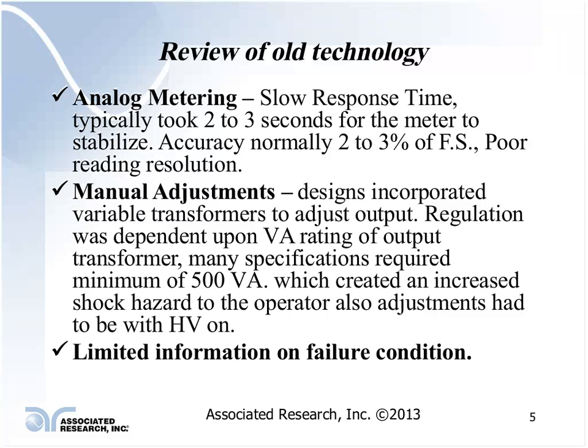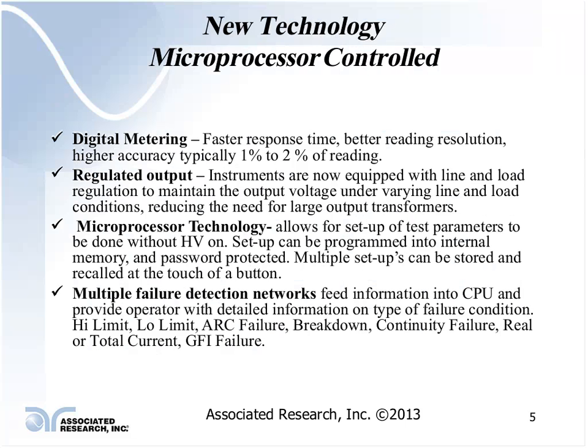So, it really required close attention of the operator to know why your product failed. Today, with the newer microprocessor technology, you can look at the display of the instrument and it will tell you that you had a high limit failure, a low limit failure, a continuity failure, it failed due to an arcing condition, or it was a short. All this information can be obtained with testers today that have multiple failure detection networks.